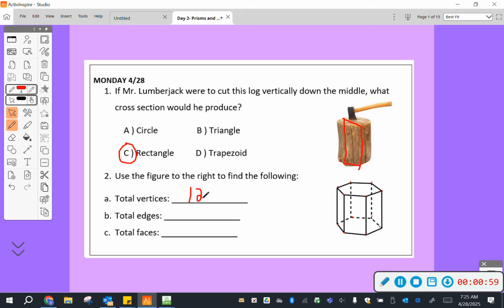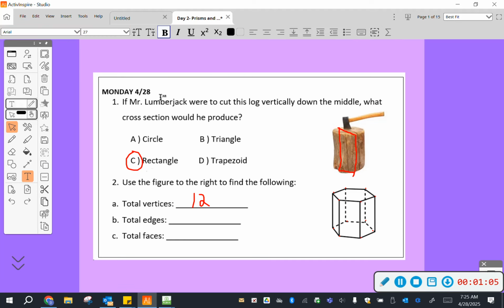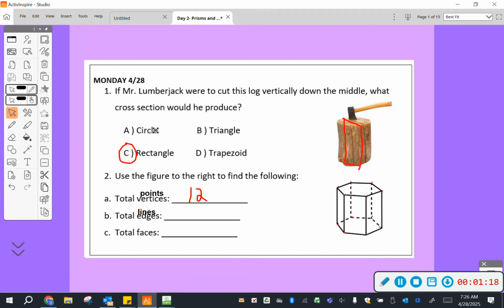Good. How many edges? What are edges? So remember, again, vertices is the points. Edges is where the sides meet. It's the lines on this. So how many lines are there up top? 1, 2, 3, 4, 5, 6. Do y'all agree, 6 lines up top? And how many lines on the bottom? 1, 2, 3, 4, 5, 6, because those are the bases. Remember, the bases are going to be the same. So 6 plus 6 is 12.